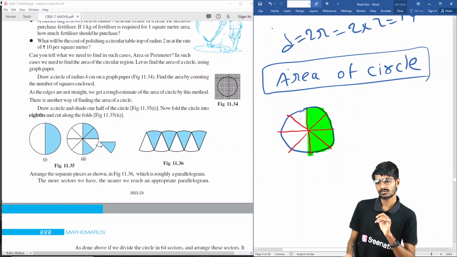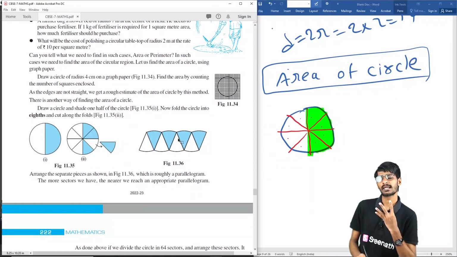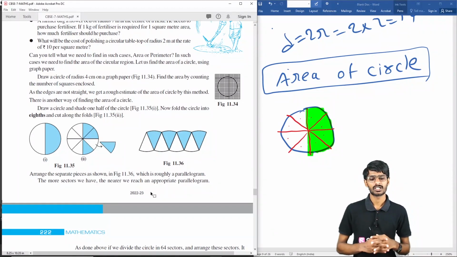1 2 3 4 5 6 7 8 folds like this. And you have to cut these shaded regions. After cutting each shaded region, we have 4 shaded regions placed like this, and between these shaded regions you have to place the unshaded regions like this.